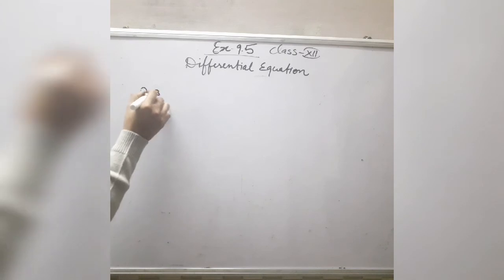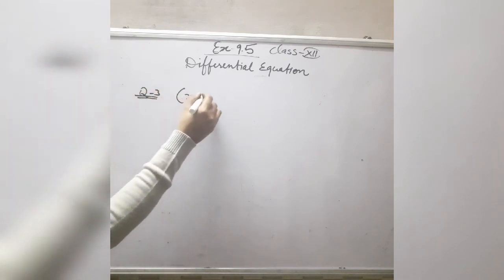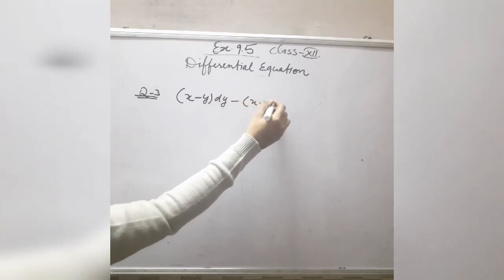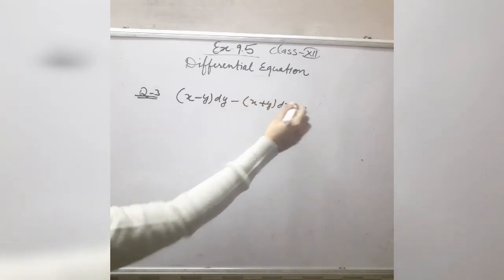Now see question number 3. In question 3, the given differential equation is (x minus y) dy minus (x plus y) dx is equal to 0.